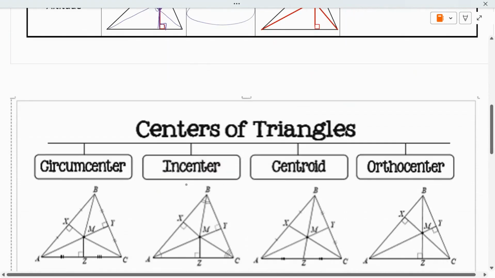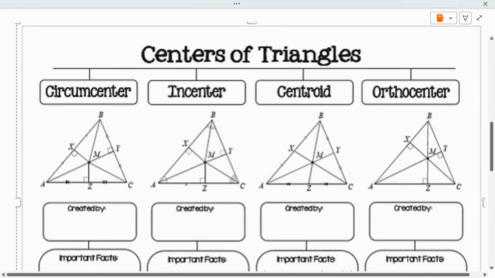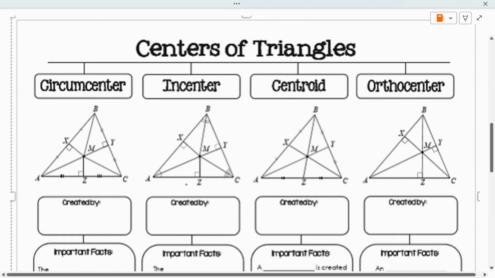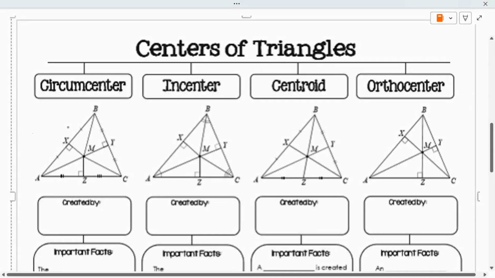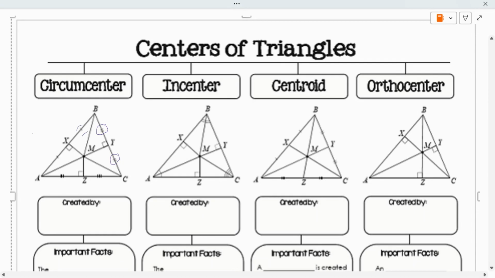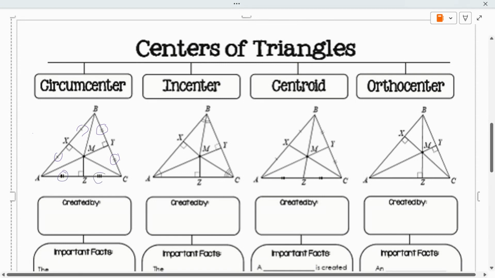So now we're going to look at the centers of our triangle and we're going to identify them. So I have a circumcenter. Let's talk about the segments that I can see inside of my triangle. I see that these two sides are broken up into two congruent pieces.